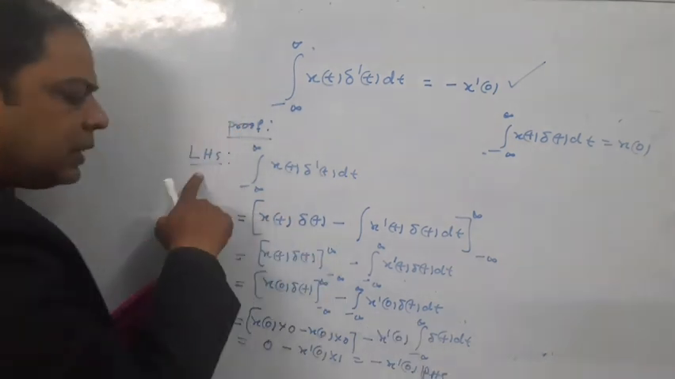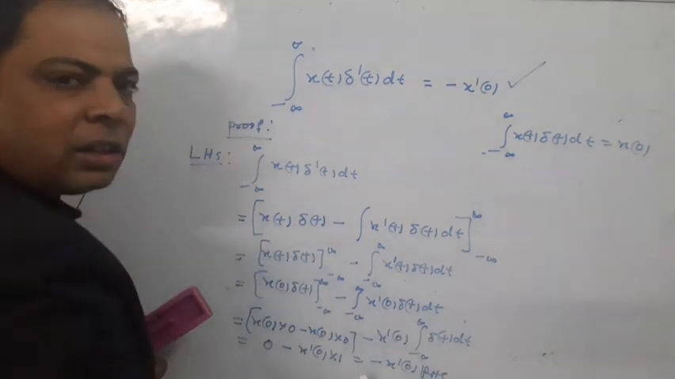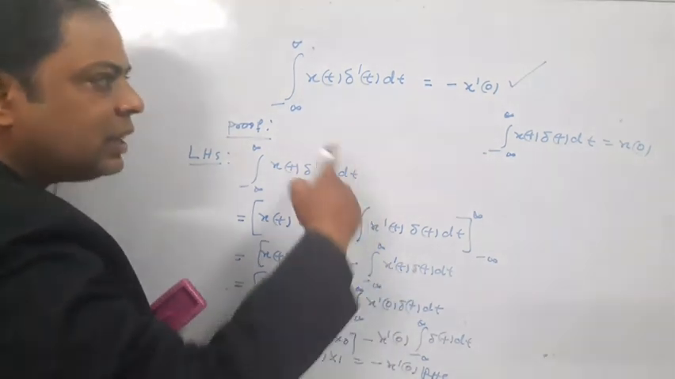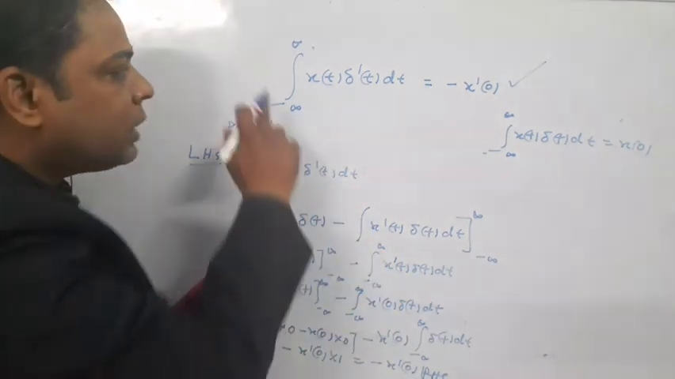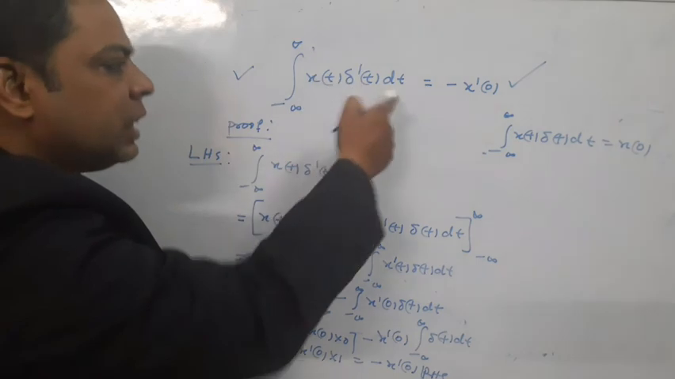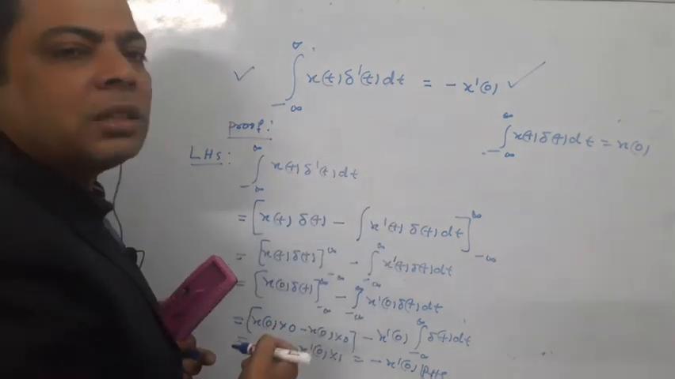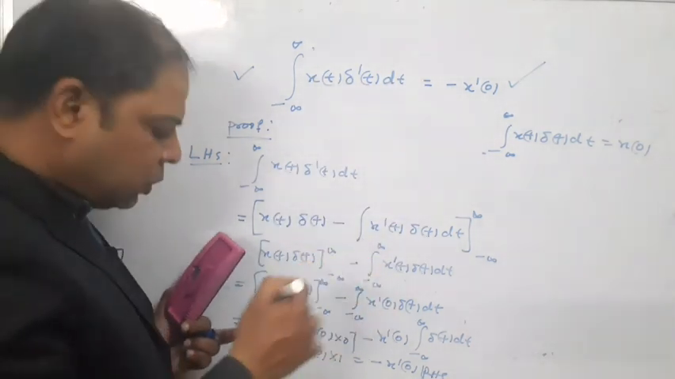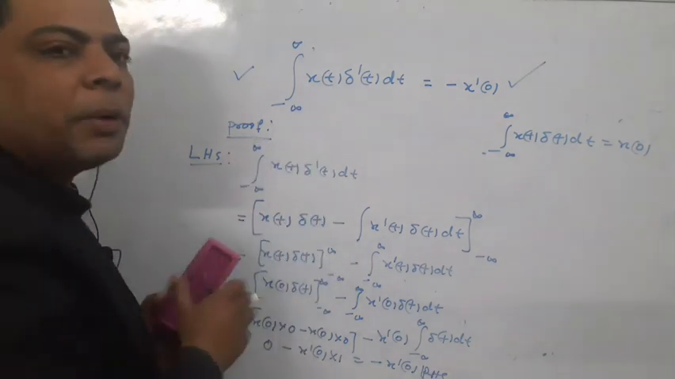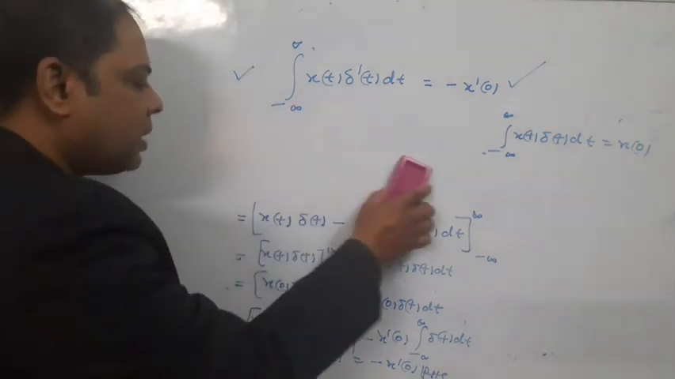First you took the LHS and found the result, which is nothing but your RHS. That means LHS is equal to RHS, proved. Therefore the integral of x(t) δ'(t) dt is equal to minus x'(0). Understood? This is also another important property in case of your doublet function.